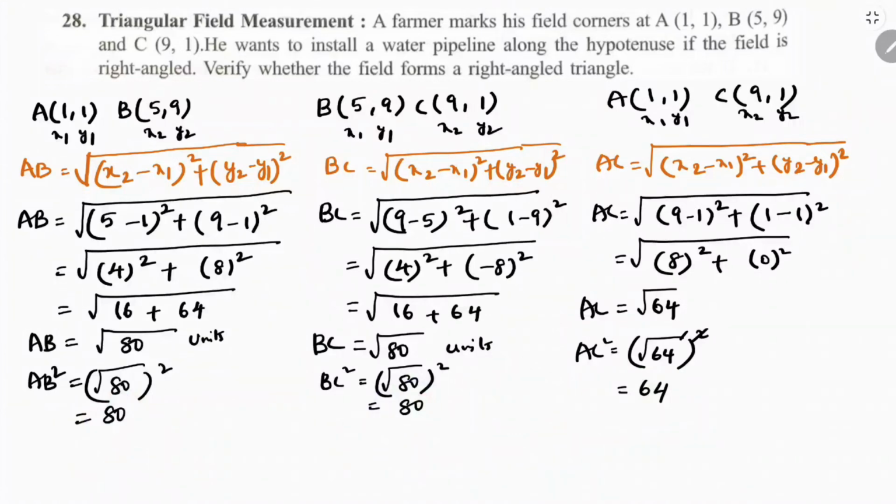See, because the converse of the Pythagoras theorem states: in any triangle, if the sum of the squares of two sides is equal to the square of the third side, then the angle opposite to the third side will be 90. But here we are not getting equality with the third side. Therefore, ABC will not form a right angle triangle. Triangle ABC is not a right angle triangle.